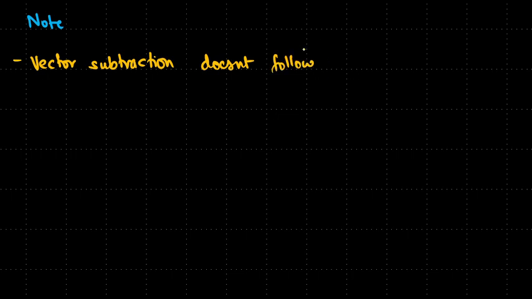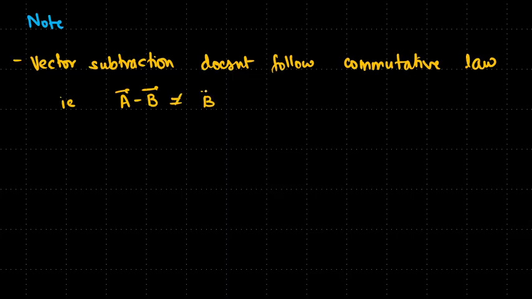Now let's talk about a second note. The second note is that we're going to talk about a few properties. Vector subtraction doesn't follow the commutative law. Commutative meaning you can move the terms, so you can't move the terms over here. It will be much more clear once I show the law to you. Let's say we have vector a minus vector b, and this is not the same as vector b minus vector a. It's very different.